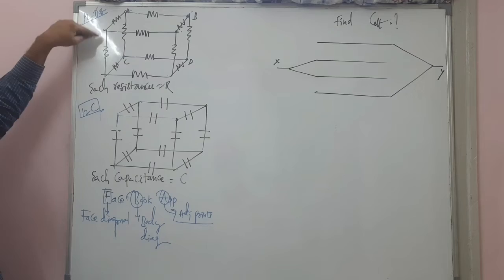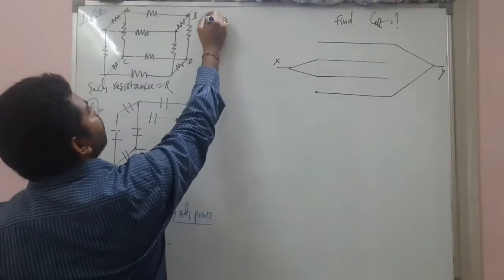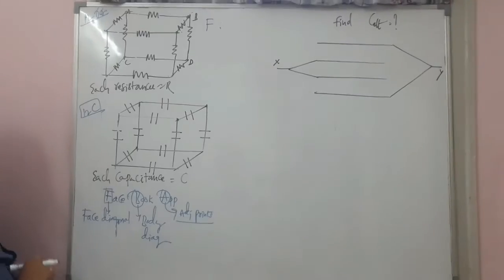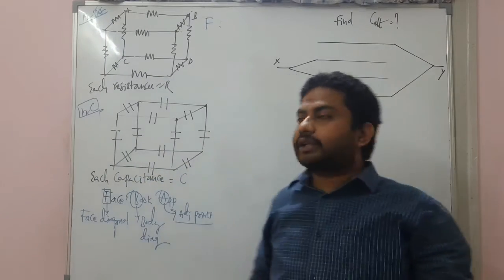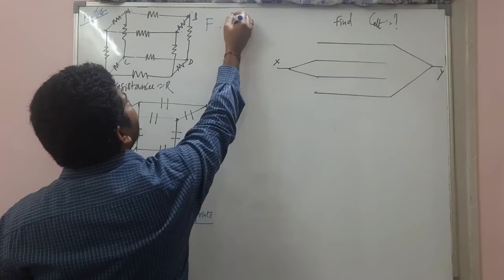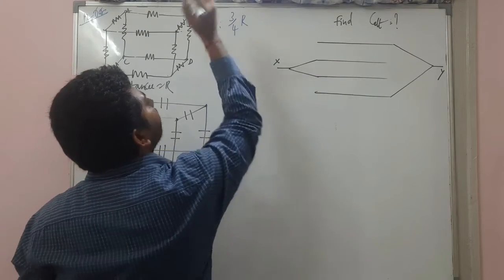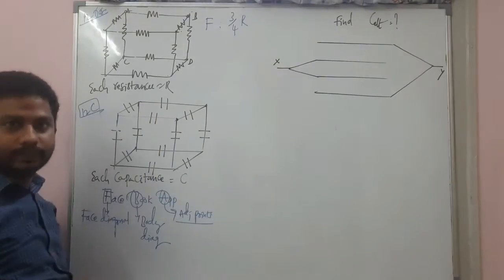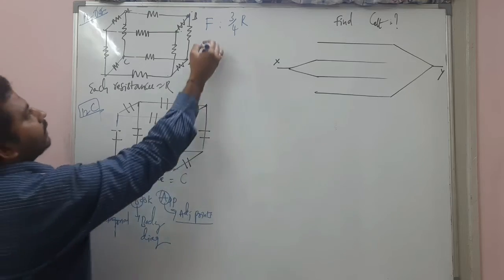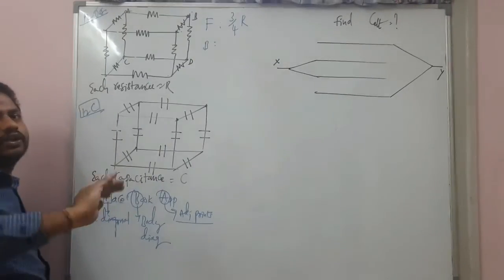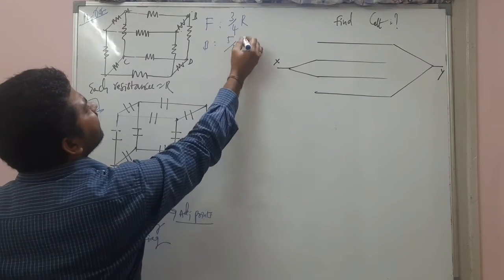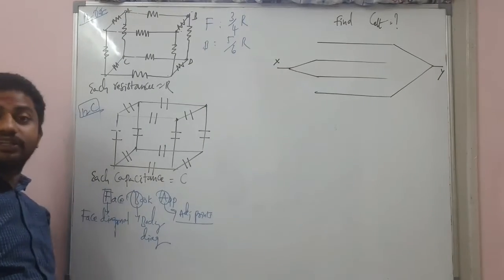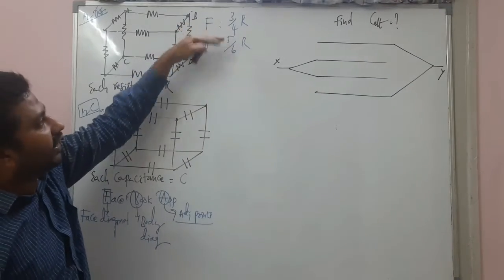In case of resistors, F means face diagonal points. Between two face diagonal points, what is the effective resistance? You know, that's 3 by 4 times of each resistance value. Body diagonal, if the effective resistance between any two body diagonal points, that will be 5 by 6 times of resistance. See, easy to remember. 3 by 4, 5 by 6.